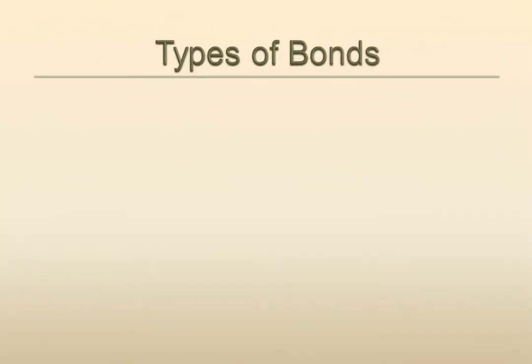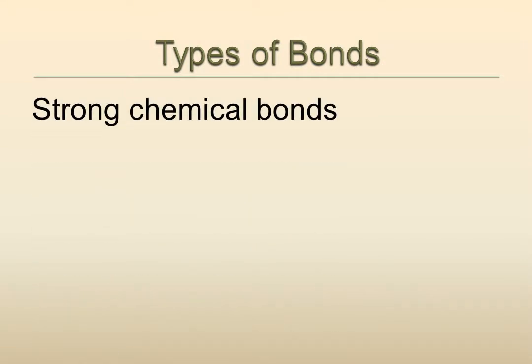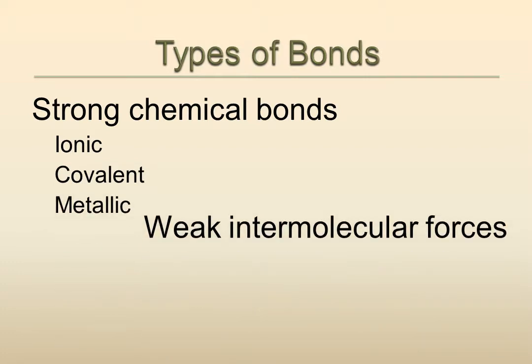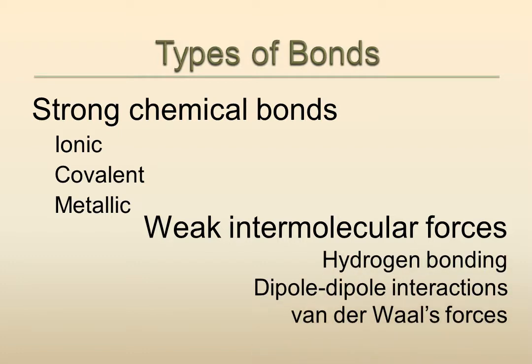So, types of bonds. Very simply, we have what I'll describe as strong chemical bonds, in other words, ionic, covalent and metallic. But alongside those, we also have what I can describe as weak intermolecular forces. Although it talks about intermolecular, between molecules, what we will find is that a lot of these forces occur in other sorts of bonding as well. But what we have basically is hydrogen bonding, dipole-dipole interactions, and van der Waals forces, sometimes called London dispersion forces as well.